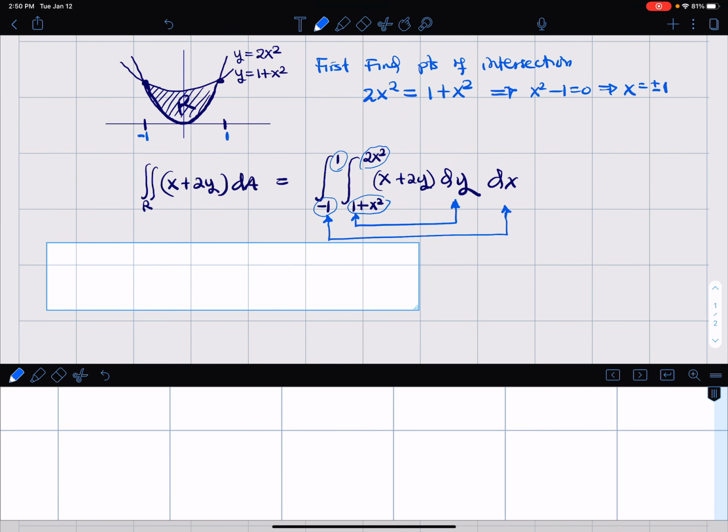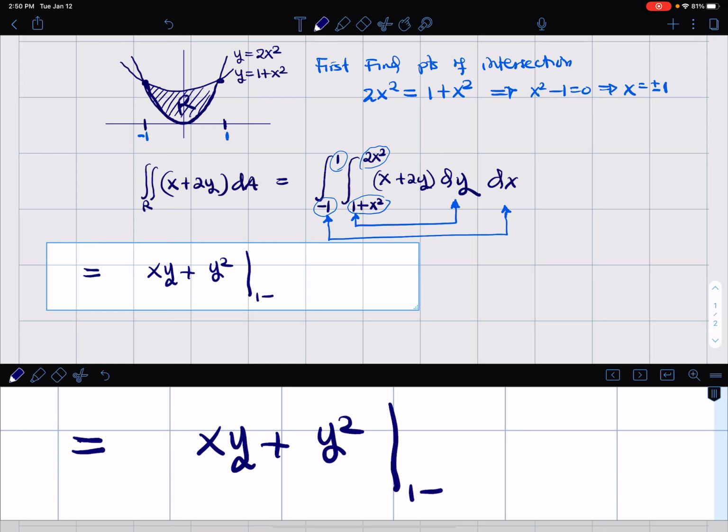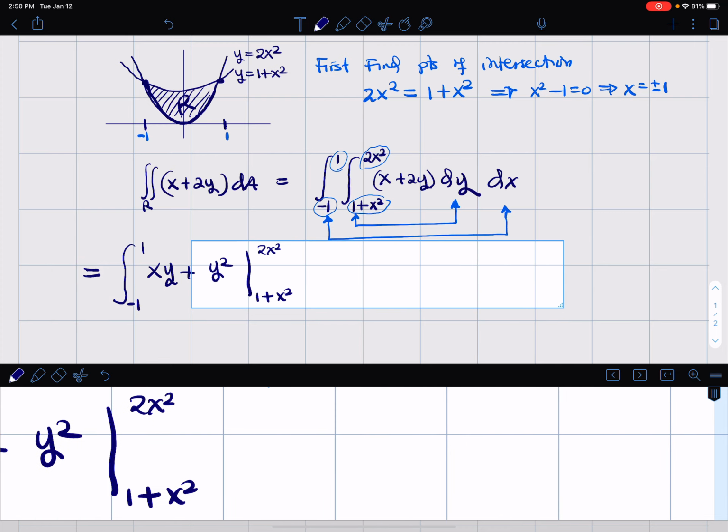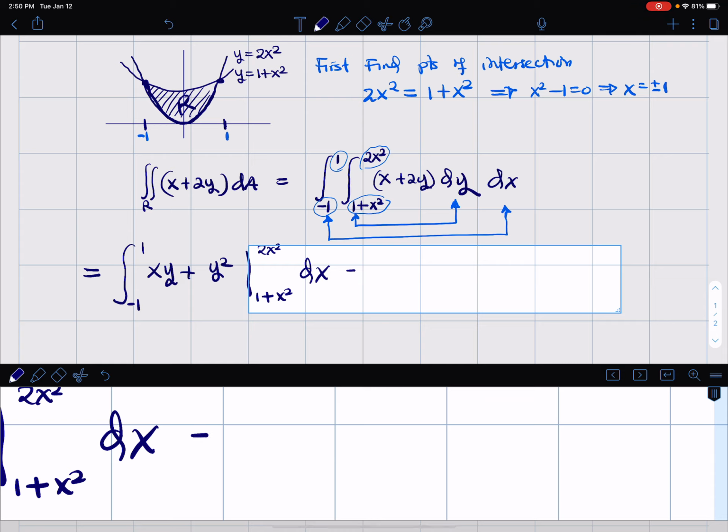Okay, so let's perform the inside integral. You're taking the integral with respect to y, so this is just going to be xy plus y squared, and then you're going from 1 plus x squared to 2x squared. You're plugging in 1 plus x squared and plugging in 2x squared, but you're still taking the integral of this whole thing, dx.